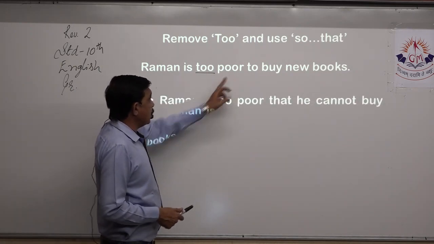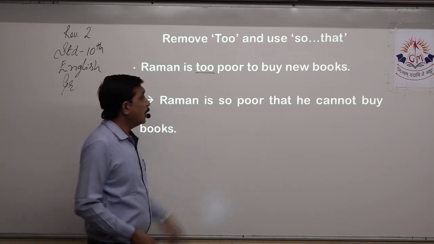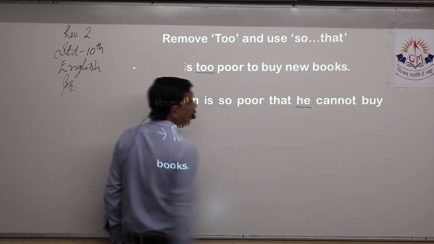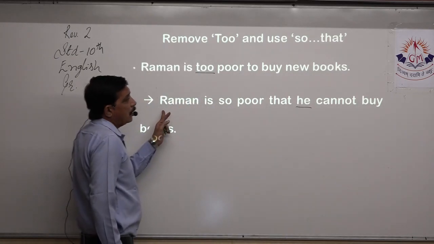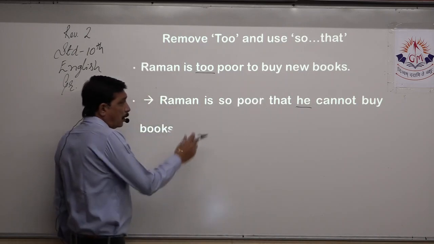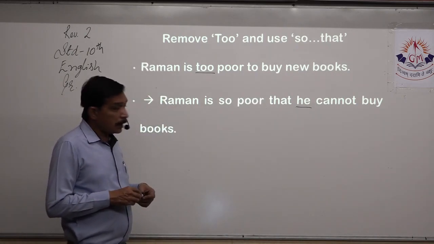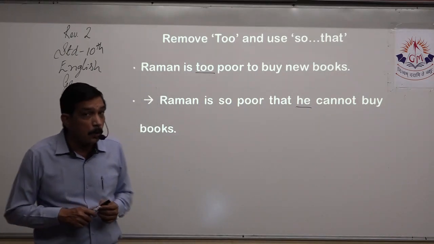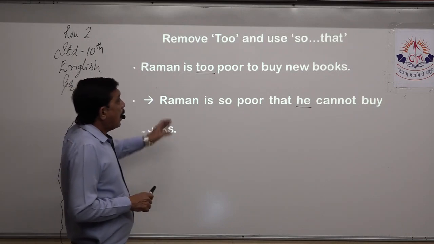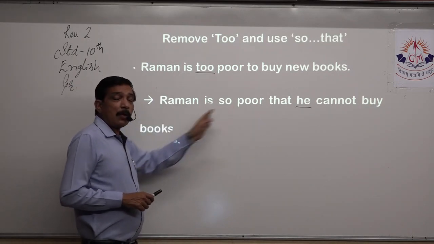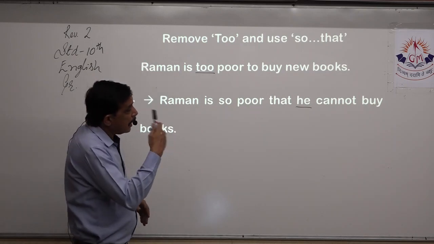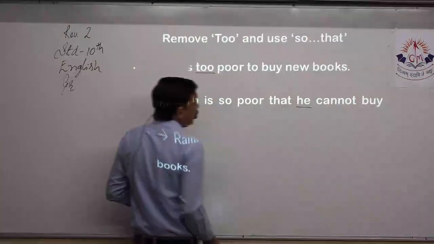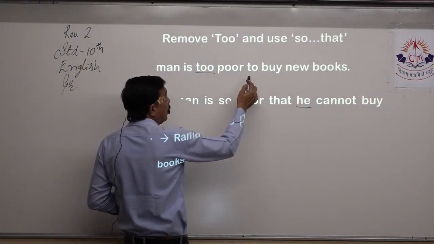Again, Raman is too poor. Raman is so poor that we have again to write the pronoun for Raman. He cannot buy books, because we see that why do we extend the number of words? Why do we add number of words? Why do we use cannot, could not, all those things? Because we see that apart from Raman is so poor, here we cannot add negation. Negation has to be inserted after that. To buy new books. He is so poor.